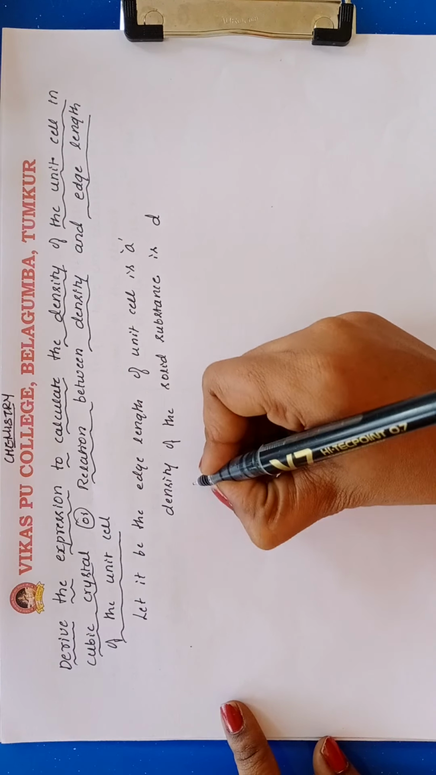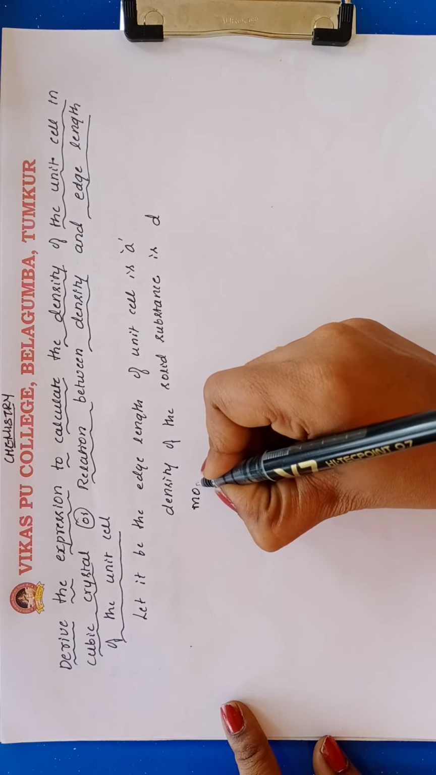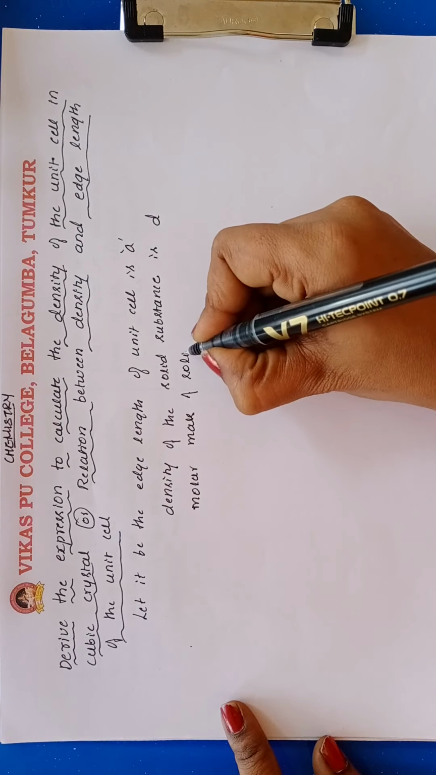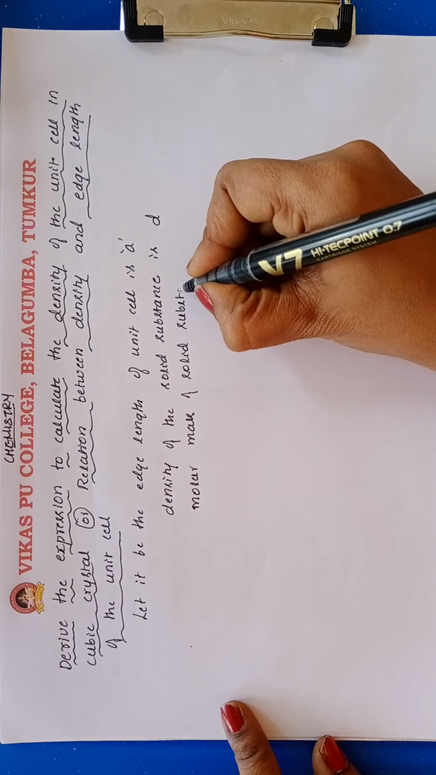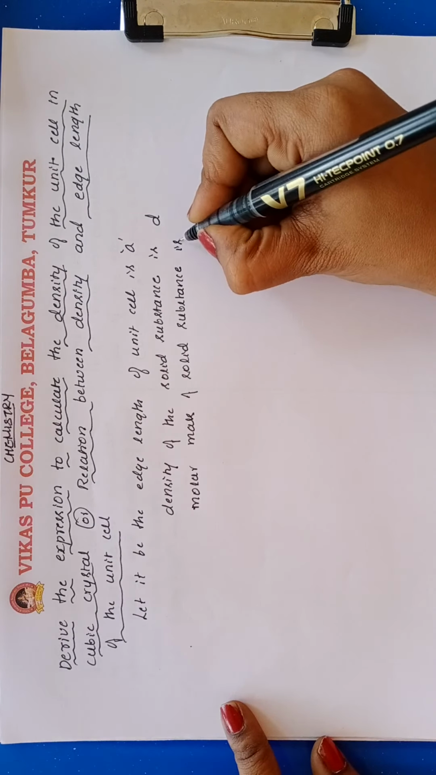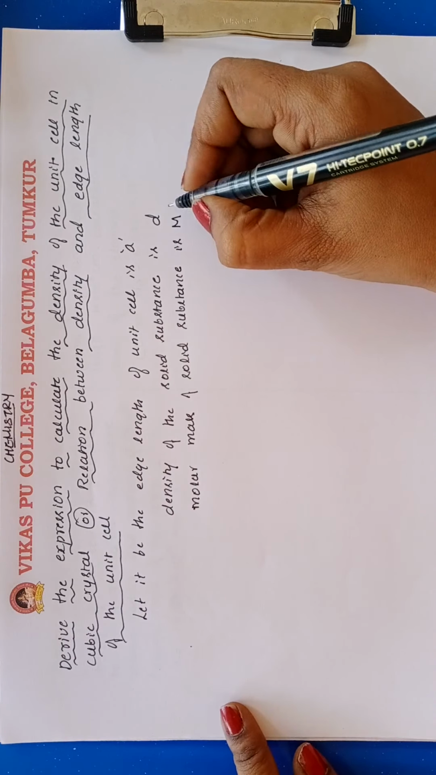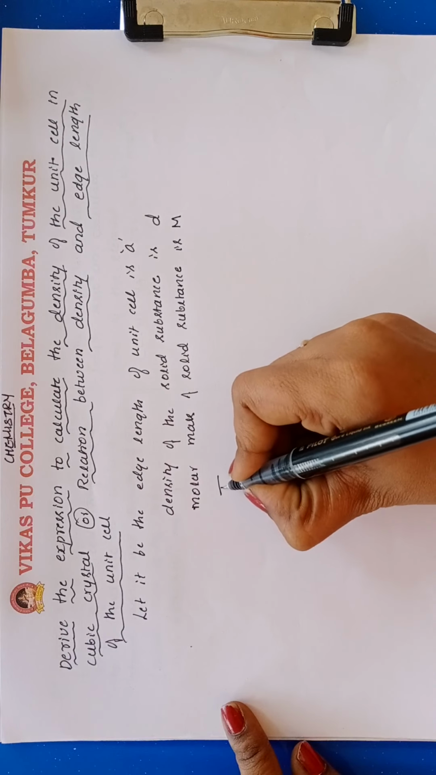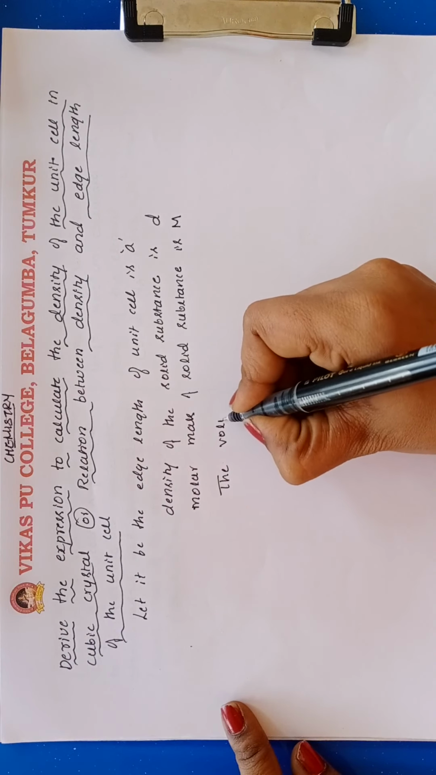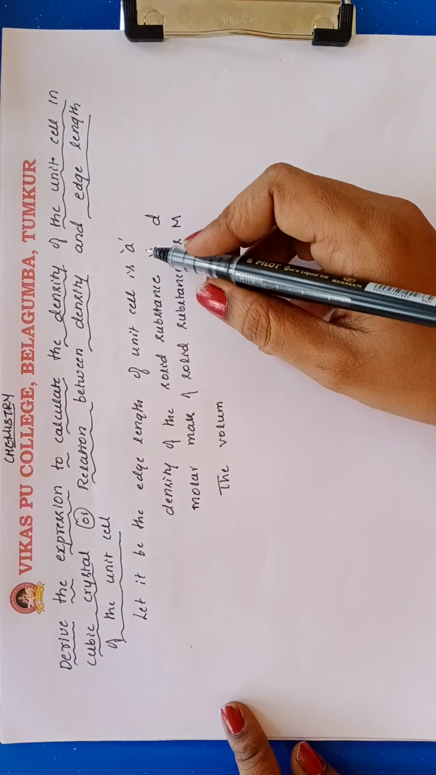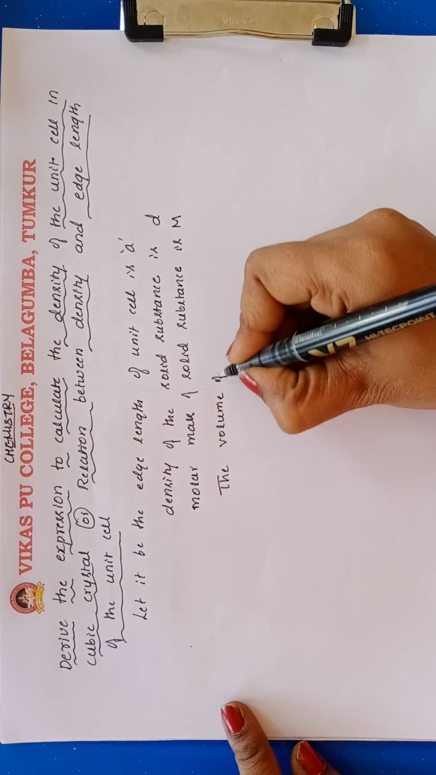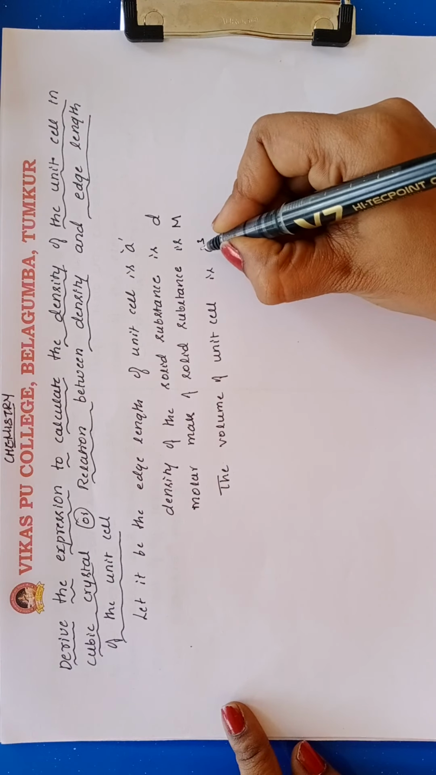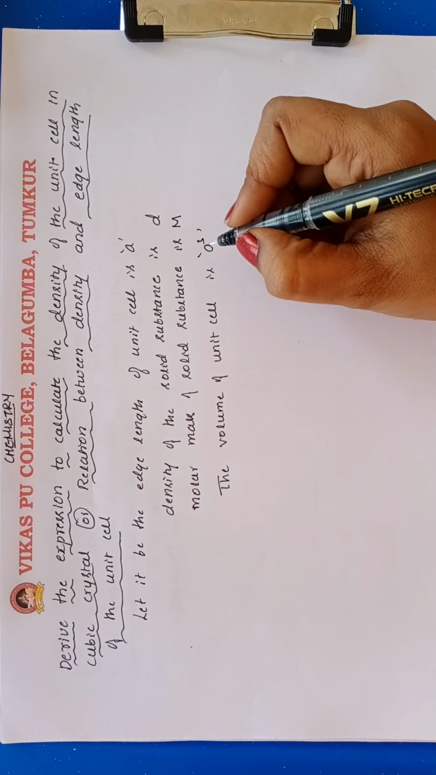Then the molar mass of the solid substance we are going to take as capital M. Then the volume of the unit cell: if the edge length of the unit cell is a, then the volume of the unit cell becomes a cube.